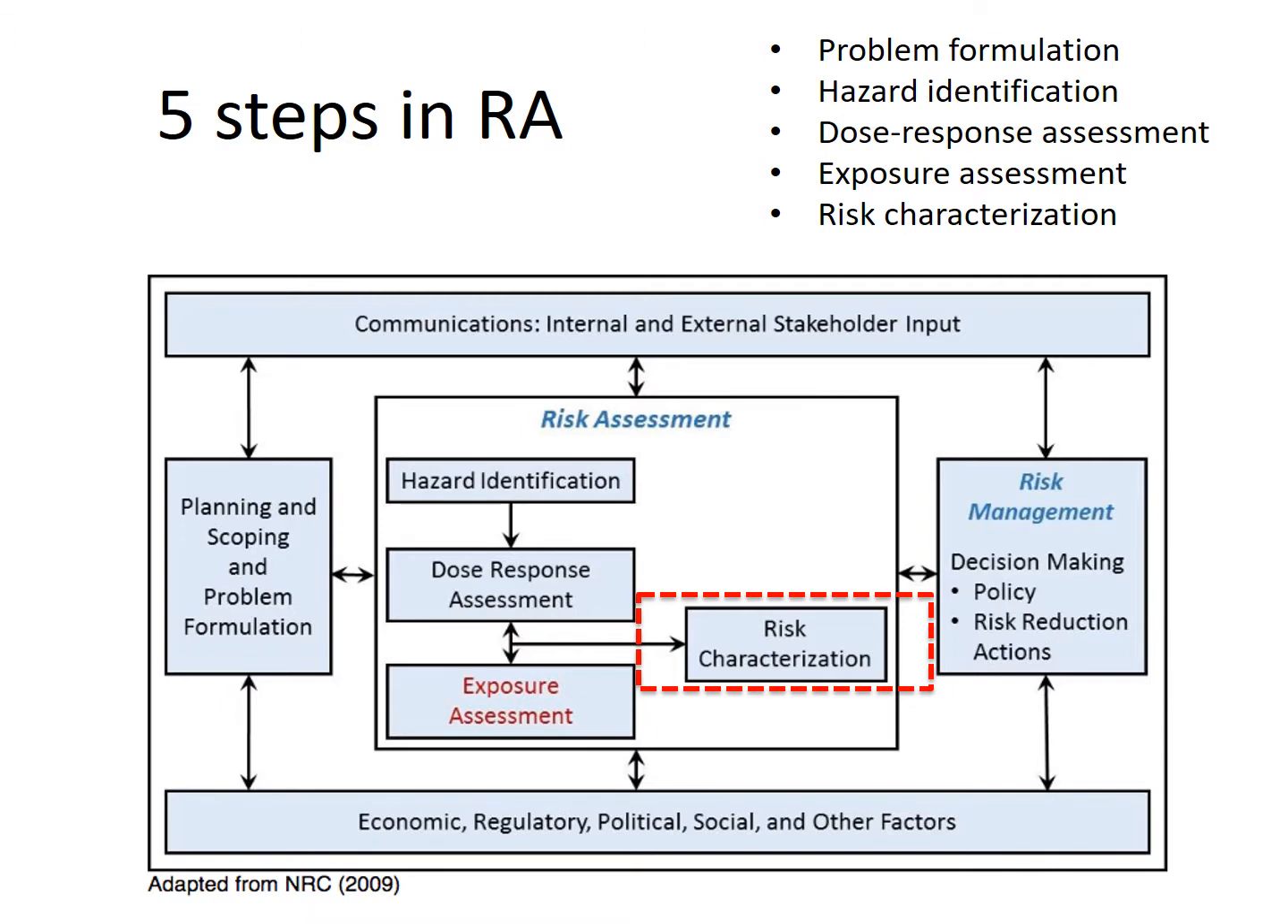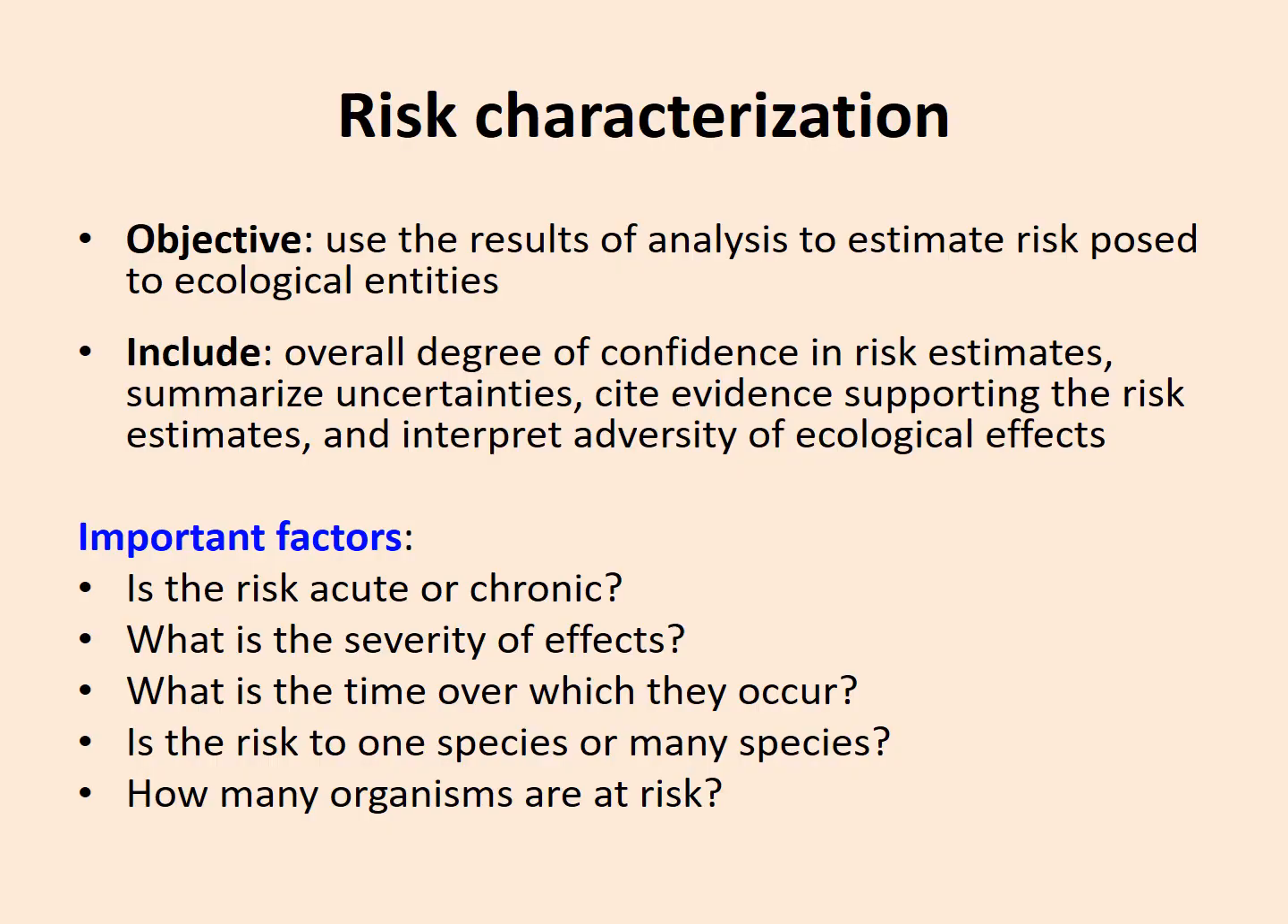Okay, so as we start characterizing risk, this is going to be the next set. This is as we use all of this information. We use the results of these analyses to estimate the risk posed to ecological entities. That may include the degree of confidence in risk estimates. We can summarize uncertainties, we can cite additional evidence, and then we start to interpret what some of these issues are going to have, for example.